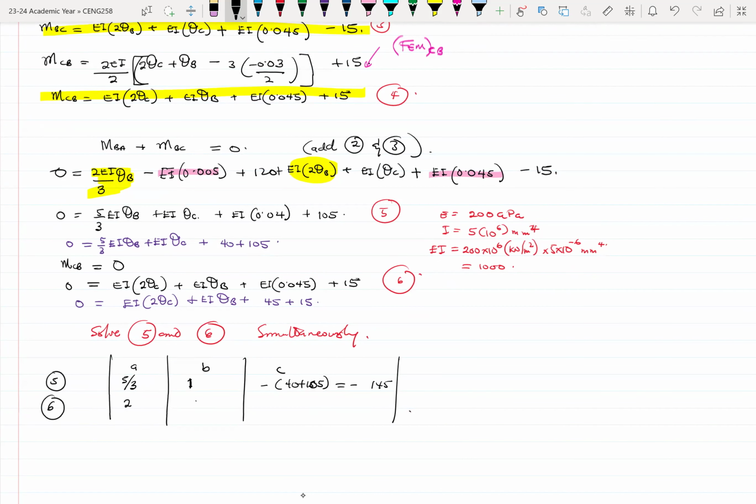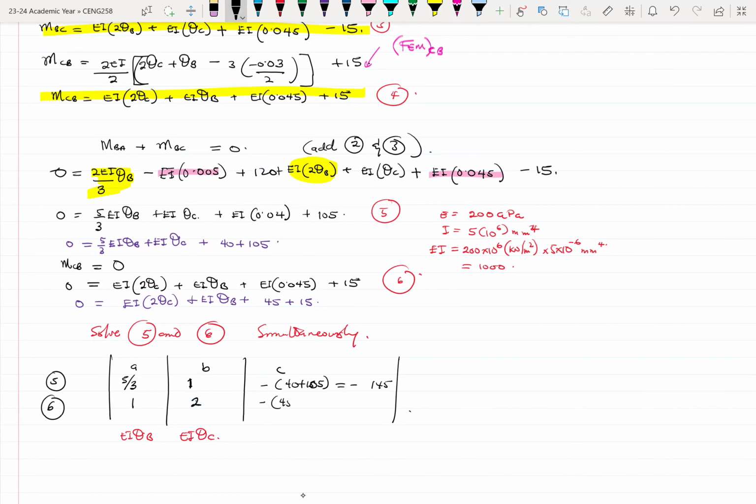Therefore, for equation 6, our A will be 2. Sorry, A will be 1. So this is for EI theta B. This is for EI theta C. Okay. So take note. This will be 2 over here. Oops. This will be 2. And this will be what?